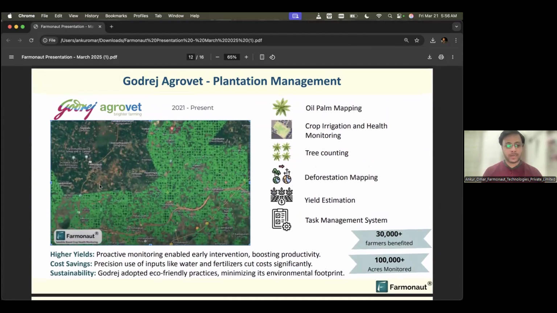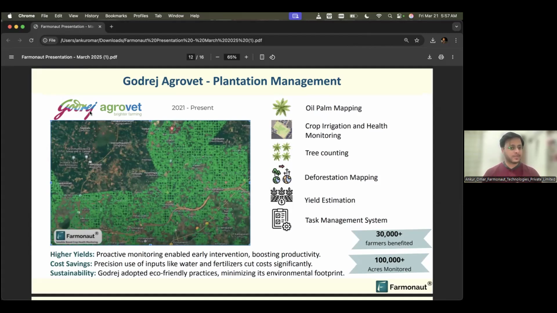You can Google about it. They have been working with us since 2021, and they are in the plantation business. They have more than 100,000 acres of plantation currently under monitoring with us. That is around 34,000 farms, the number of farms that we are working on with them.